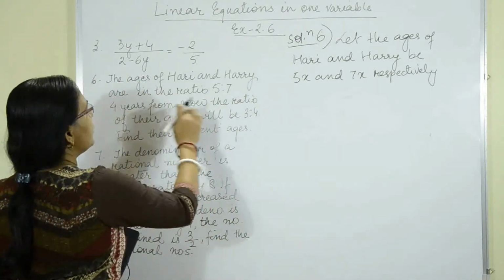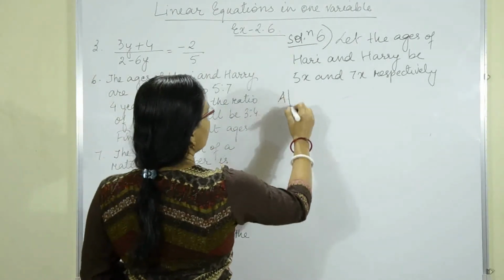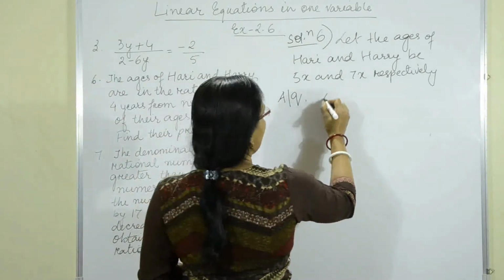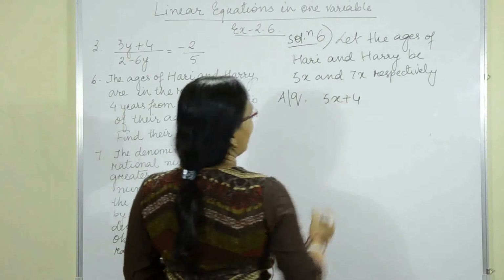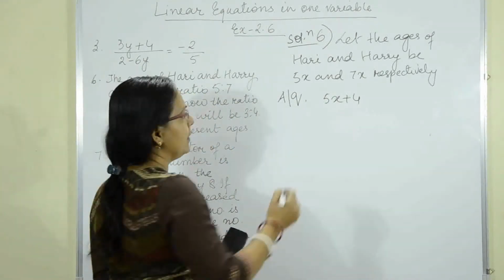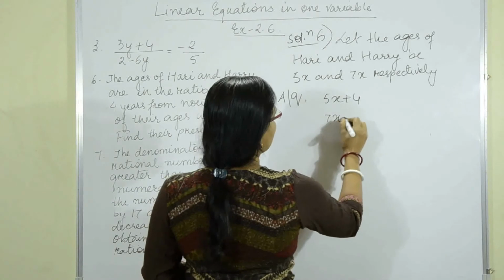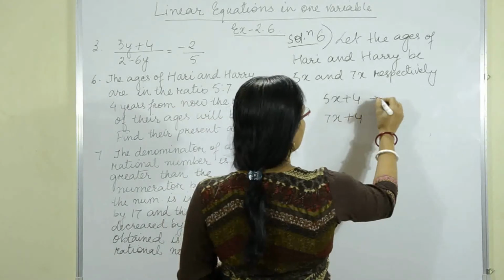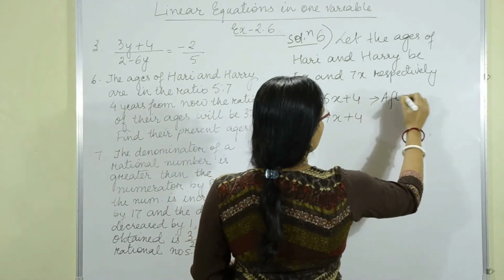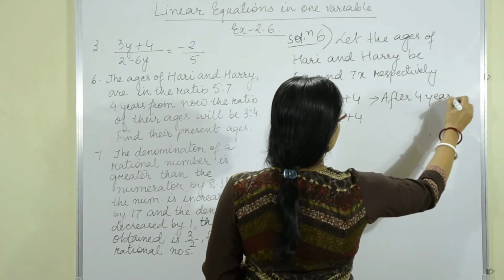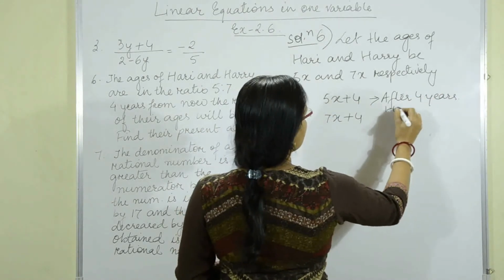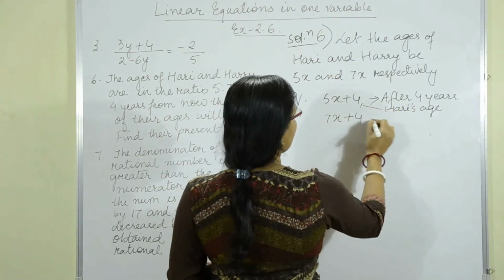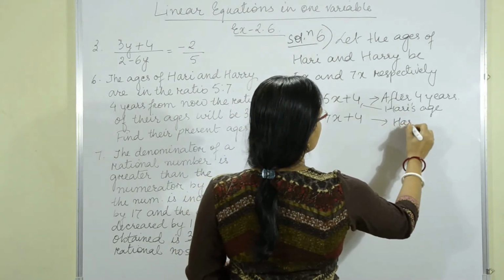Now, 4 years from now. So, according to the question, 4 years from now, what will be the age of Hari? 5x + 4. And what will be the age of Harry? 7x + 4. Is it not? So, after 4 years, this is Hari's age, right? And this one is Harry's age.